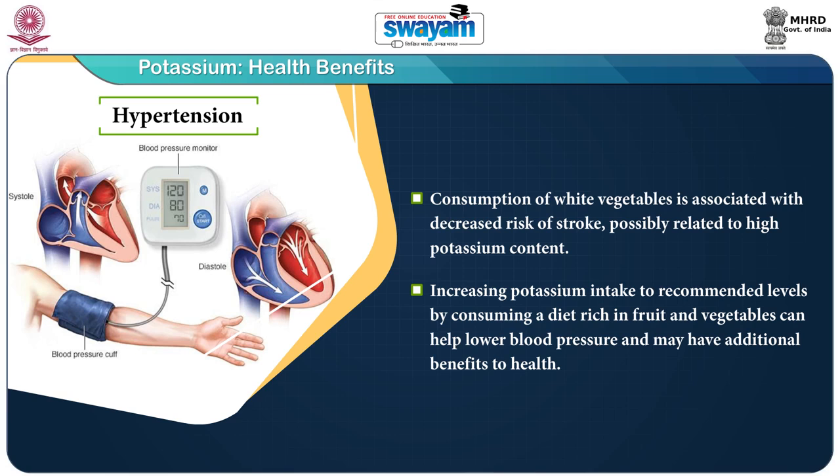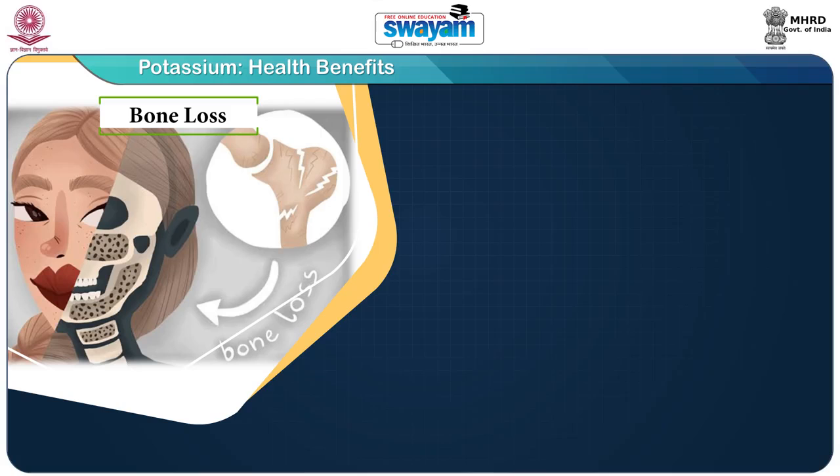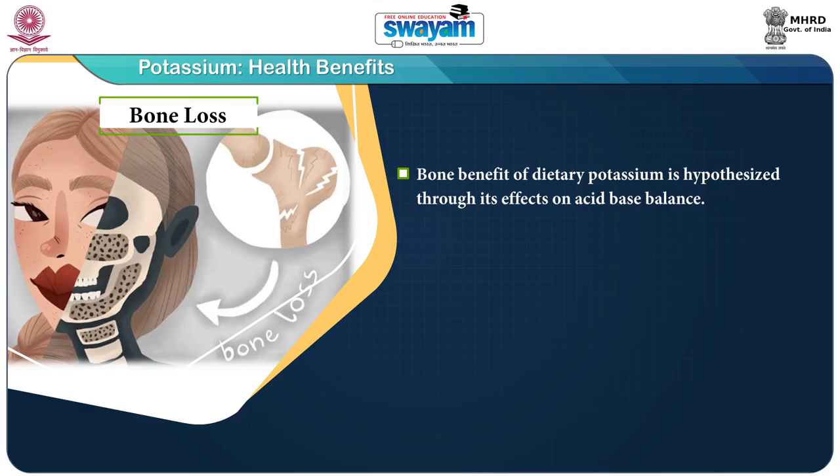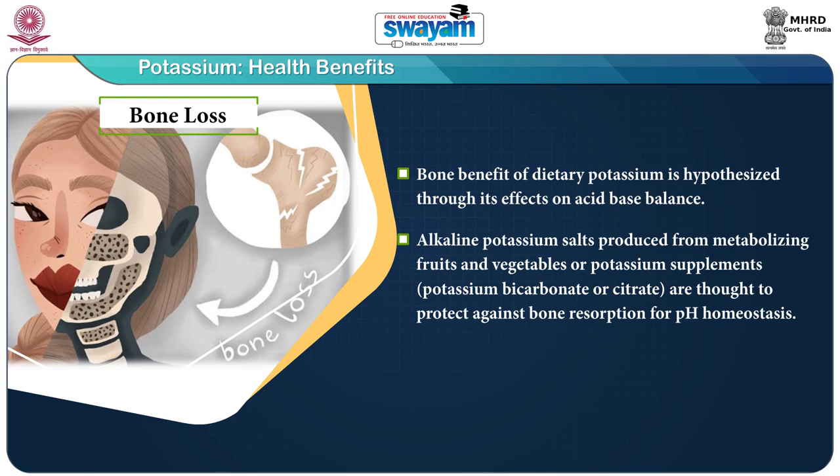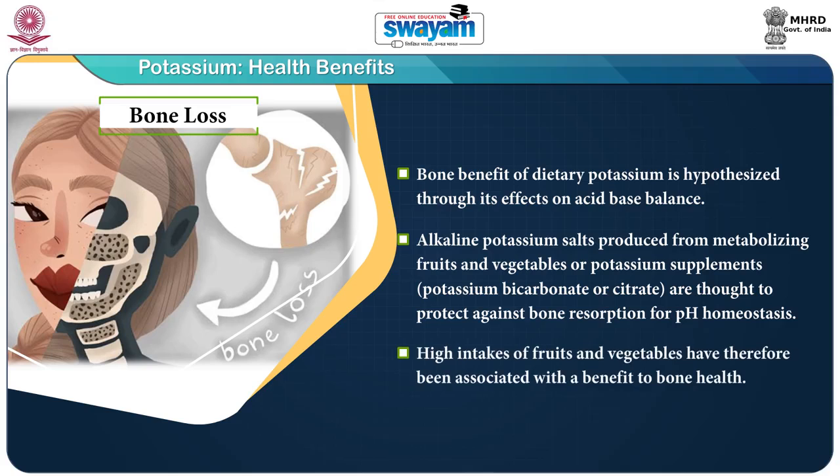Now, coming to the role of potassium as related to bone loss, bone benefit of dietary potassium is hypothesized through its effect on acid base balance. Alkaline potassium salts produced from metabolizing fruits and vegetables or potassium supplements, that is either potassium bicarbonate or potassium citrate, are thought to protect against bone resorption for pH homeostasis. High intakes of fruits and vegetables have therefore been associated with a benefit to bone health.